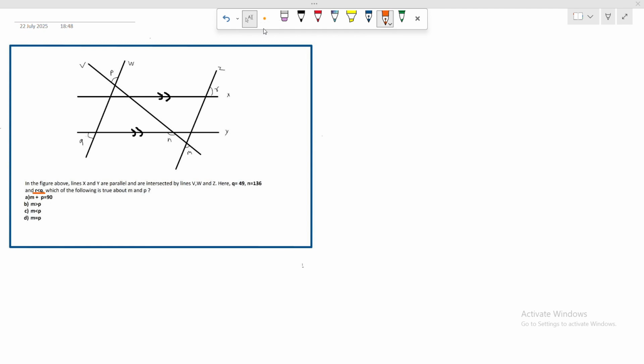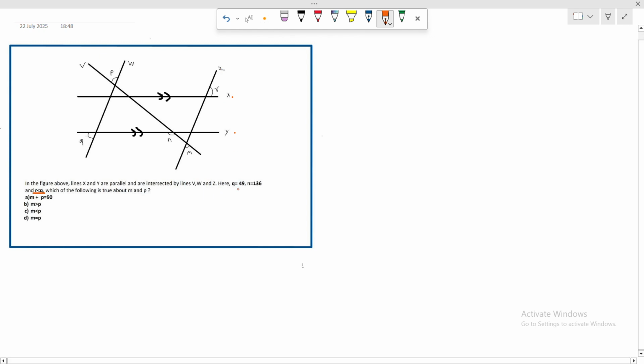You can see what we are given, that x and y are parallel. This is x and this is y and these are parallel. And they are intersected by the lines v, w and z. I want to make clear that w and z might seem parallel but they are not, because we are not given that. Until and unless we are given they are parallel, we can't infer that.